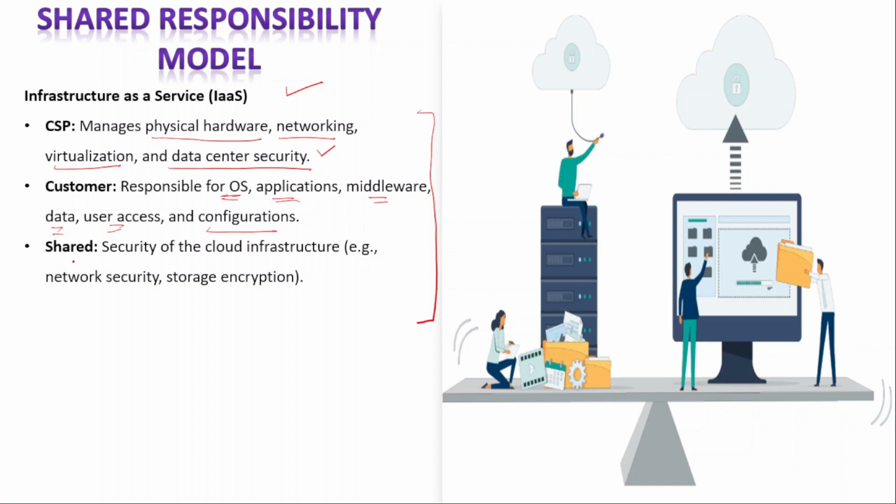So what are some shared responsibilities? The shared responsibility includes security of the cloud infrastructure, for example, network security and storage encryption. Here the security of the cloud infrastructure does not mean the physical security, which is the responsibility of the cloud service provider. Remember, the physical security of the data center or this infrastructure is always the responsibility of the CSP. Here we are talking about the security configuration of the network appliances such as the ACL or the firewall security policies configuration, or enabling the encryption on the storage.